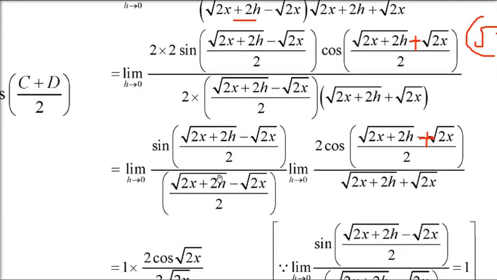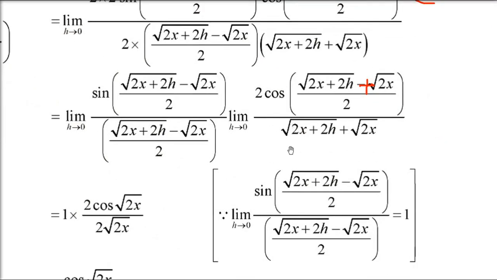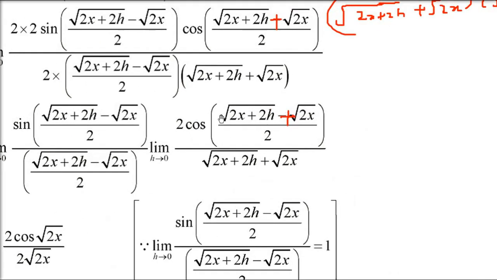Now just forget about it. This is going to be 1. 1, 2 you can cancel. Only 2, 1, 2 remains. So only 1, 2 will remain. Now we have already done sine theta by theta, 1. Now put h wherever it is. This we have already done, 1.